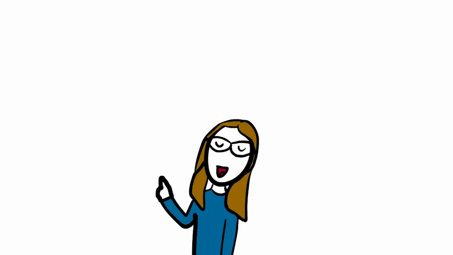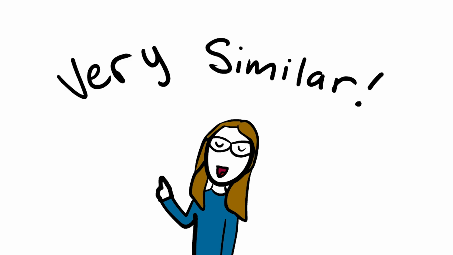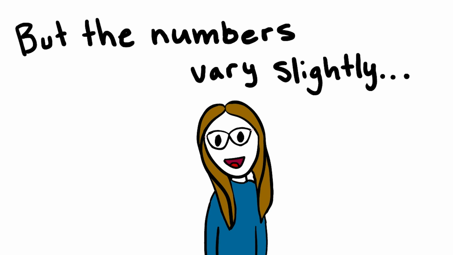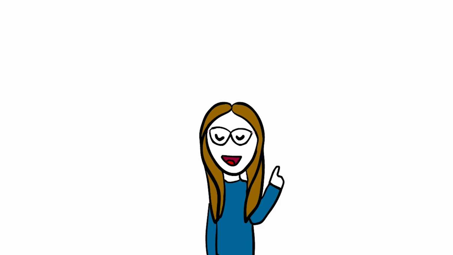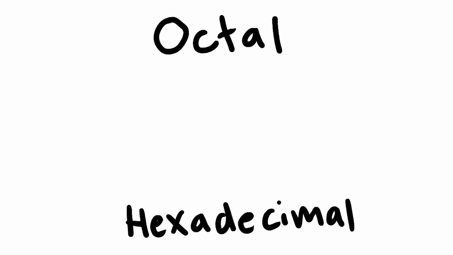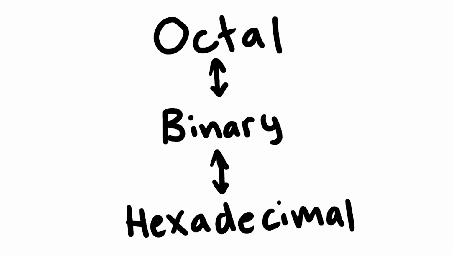Luckily, the process of converting between number systems is similar no matter which system you are converting. However, the factorial numbers vary depending on the system you are converting to. There is only one exception to this process, and that's converting from octal to hexadecimal and vice versa. For these conversions, you must first convert to binary, but I will show you this later on.